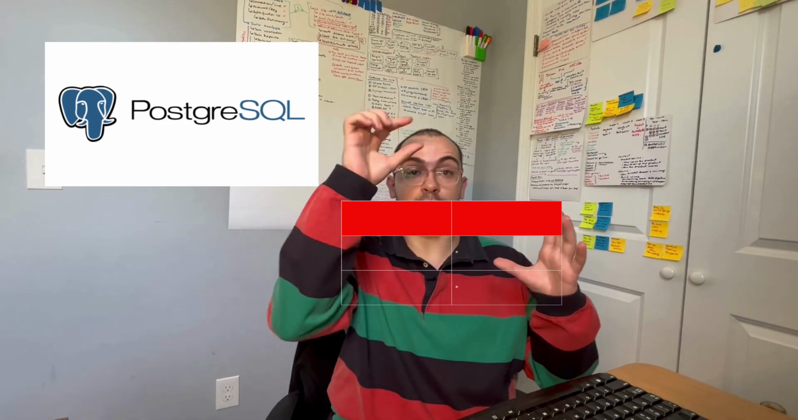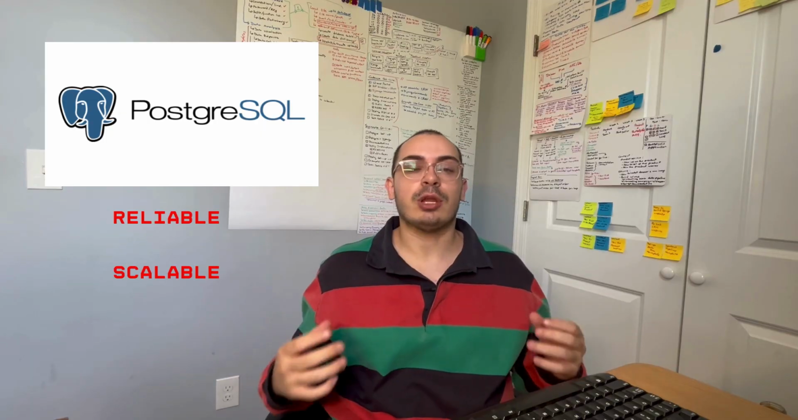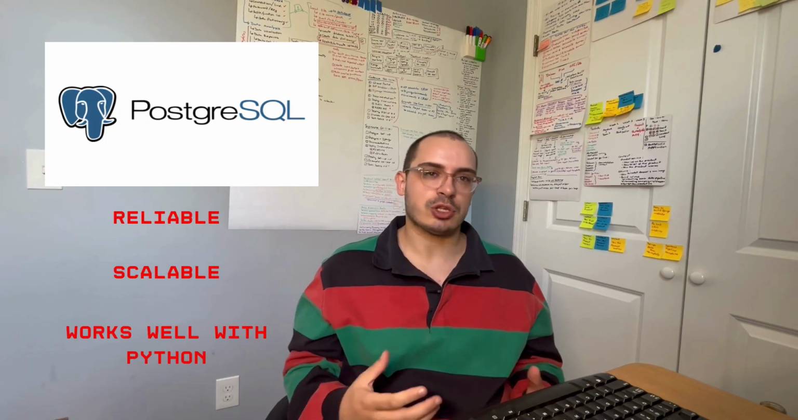PostgreSQL is a free and open source relational database, meaning it's going to store your data in tables with rows and columns, just like Excel files. It's reliable, it's scalable, and it works with Python via libraries like SQLAlchemy.